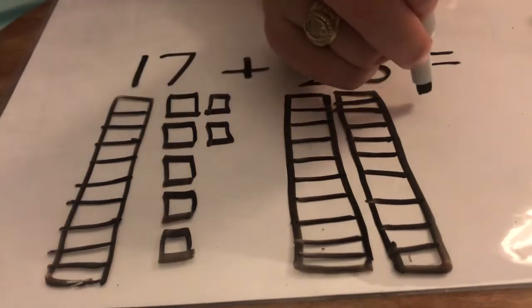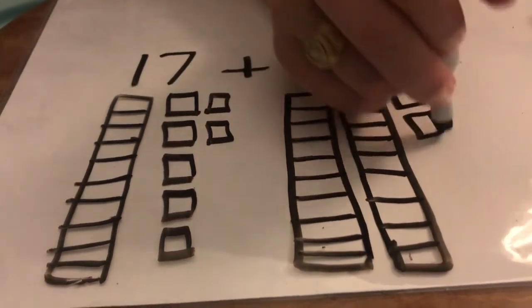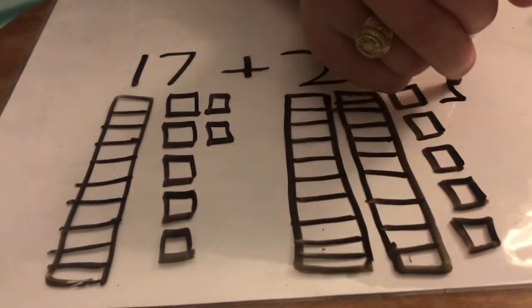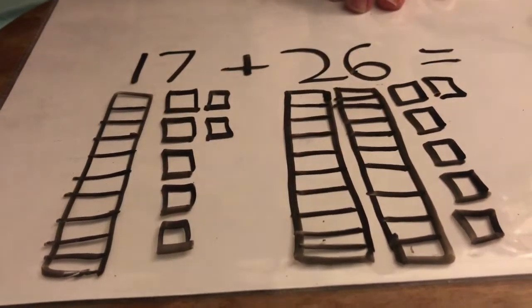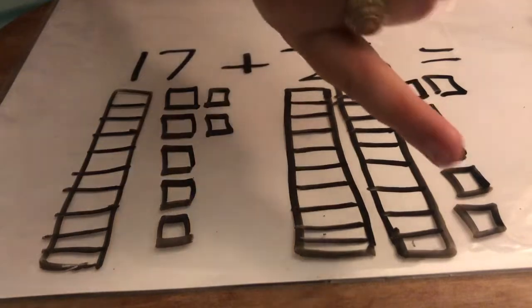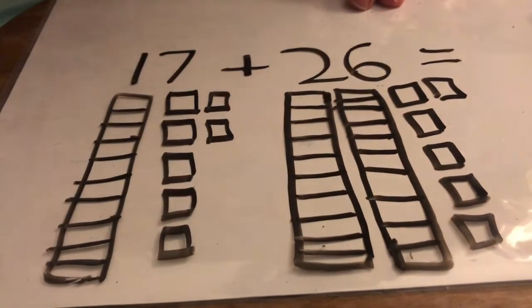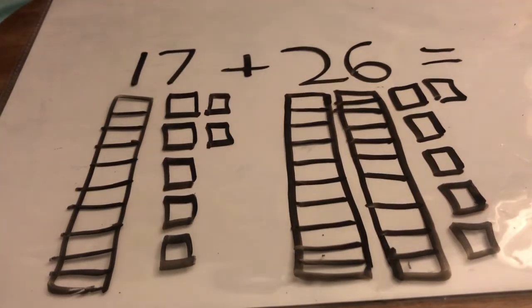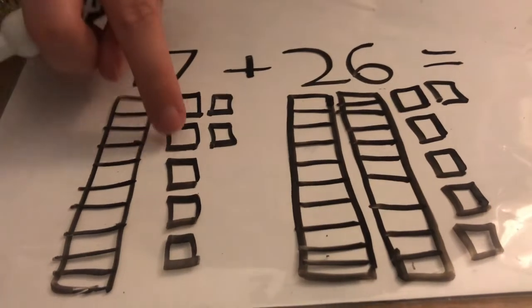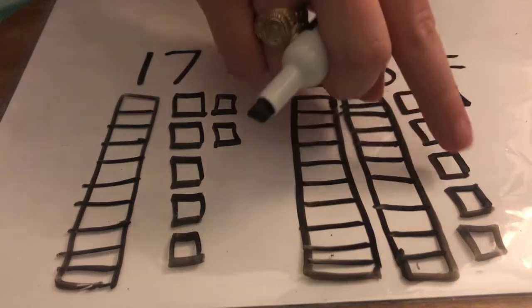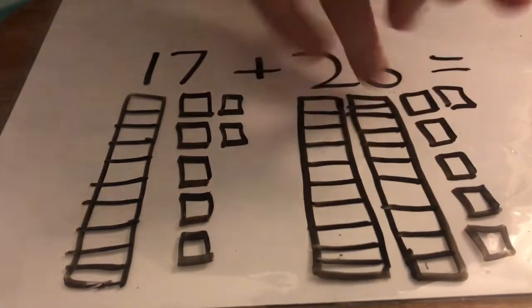Now we need the 6. 1, 2, 3, 4, 5, 6. So 2 tens here, 2 tens here, 6 ones here. That's 26 total. Okay, so when we add them together, we start with the ones place. Let's see how many ones we have. 1, 2, 3, 4, 5, 6, 7 here. 1, 2, 3, 4, 5, 6 here.